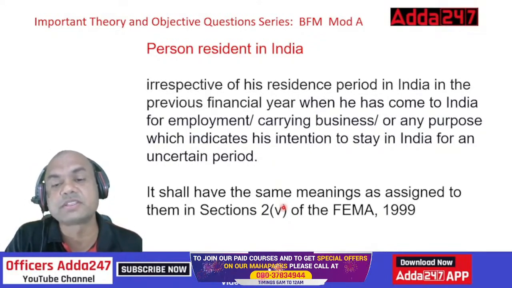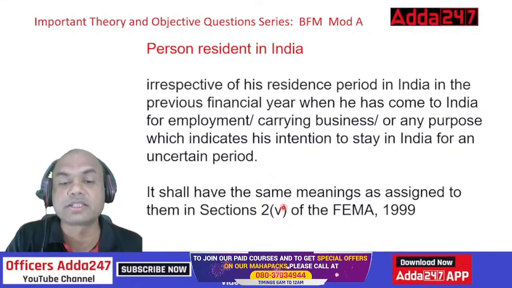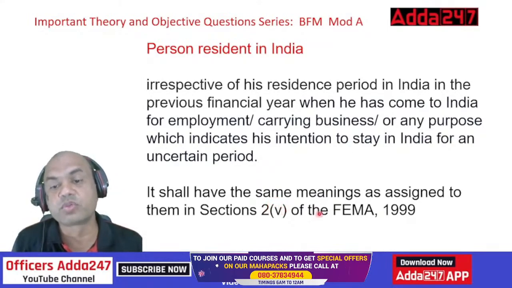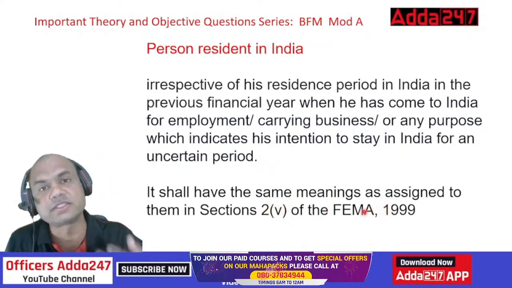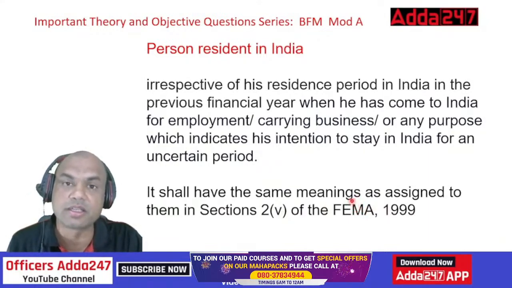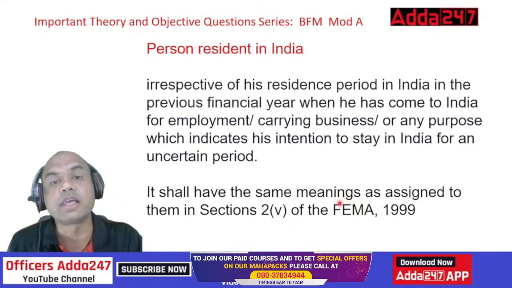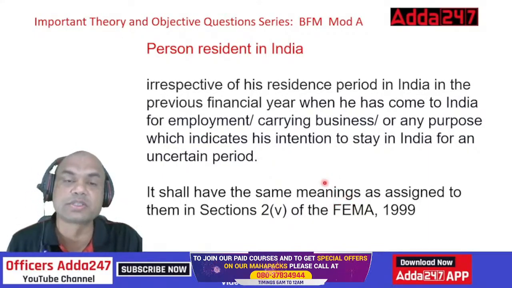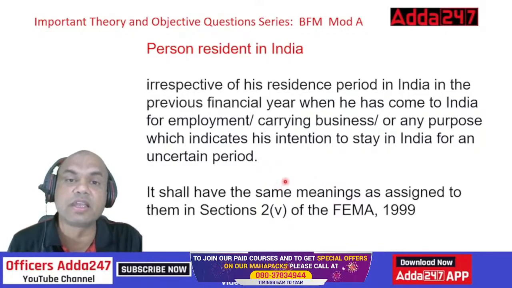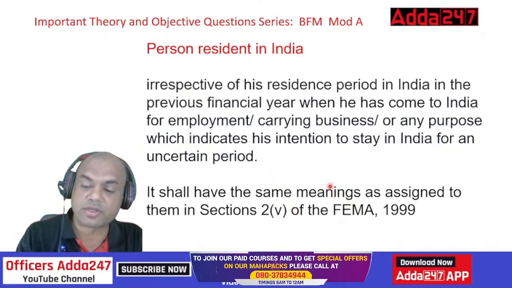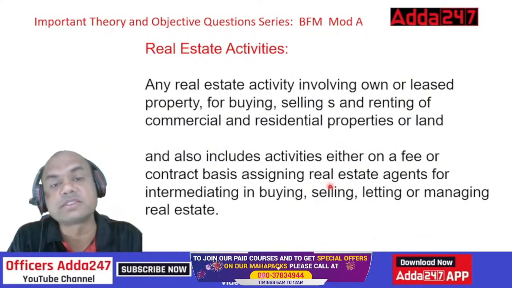It shall have the same meaning as assigned to them under section 2(v) of FEMA 1999. Now here it defines clearly. Section 2(v) of FEMA says what? Last financial year, how many days this person should have stayed in India, or last 7 years, out of those last 7 years, how many years this person should have been visiting or staying in India. So these all are the definitions. Okay. Real estate activities.